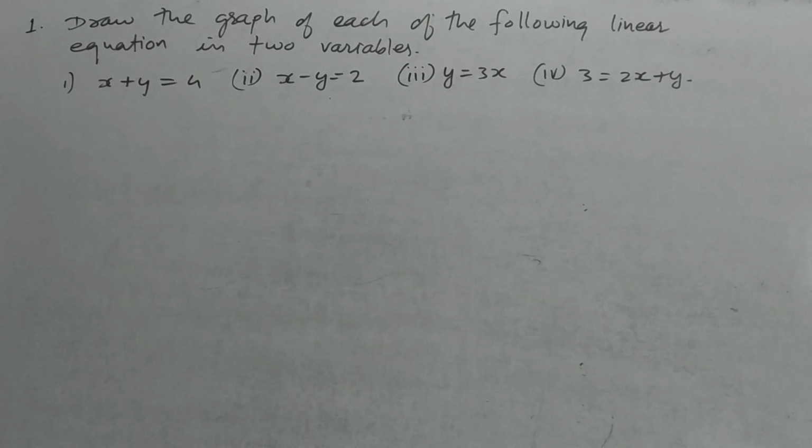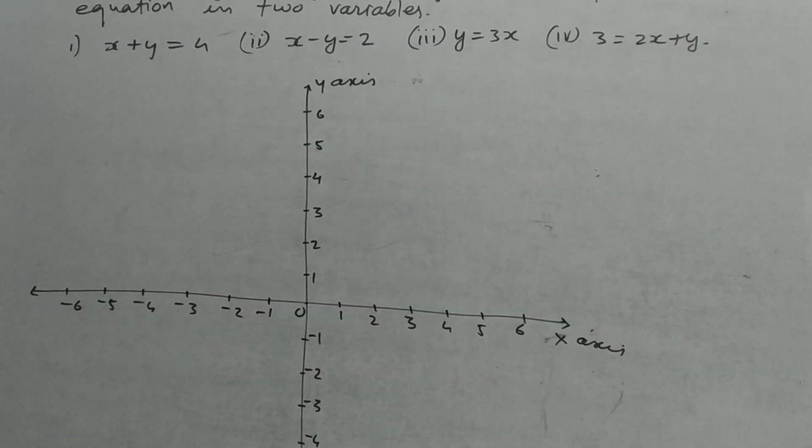Dear children, we are in exercise 4.3, linear equations in two variables. First question: draw the graph of each of the following linear equations in two variables. First is x + y = 4. Second is x - y = 2. Third is y = 3x, and fourth is 3 = 2x + y. I will do the fourth question for you.